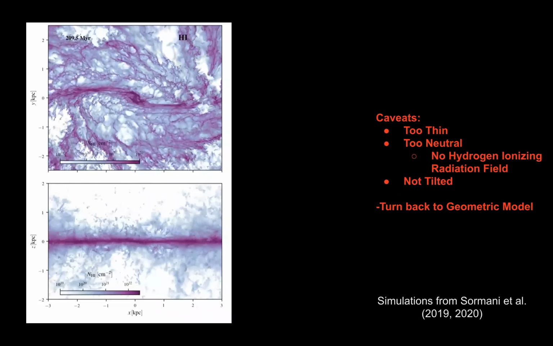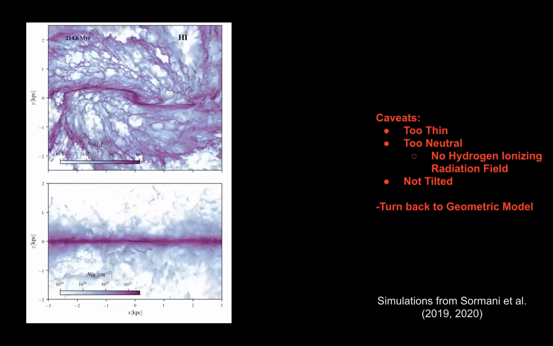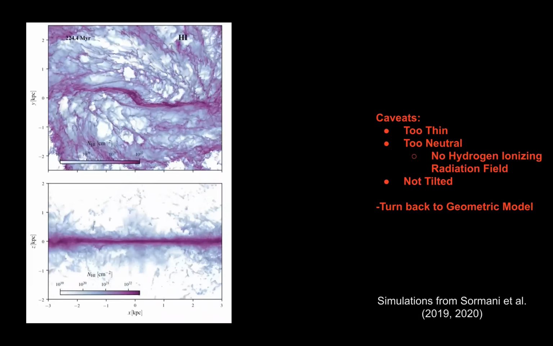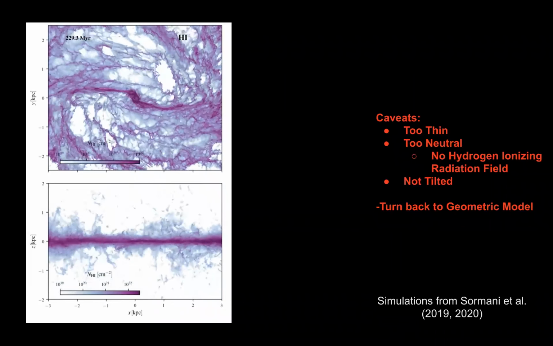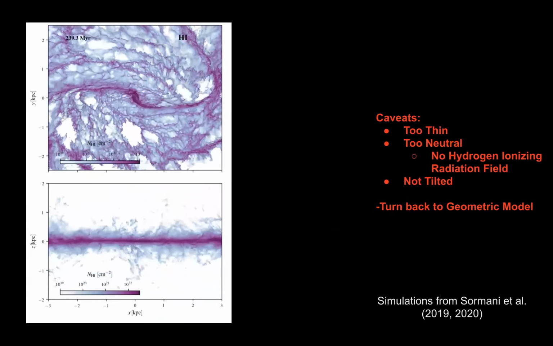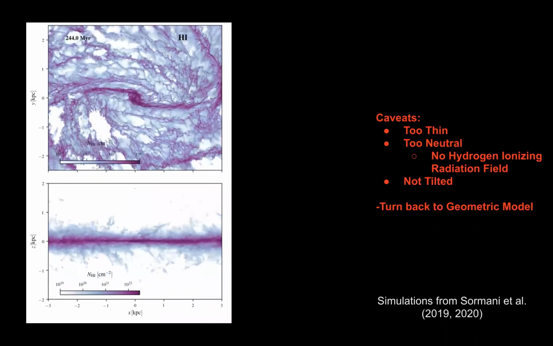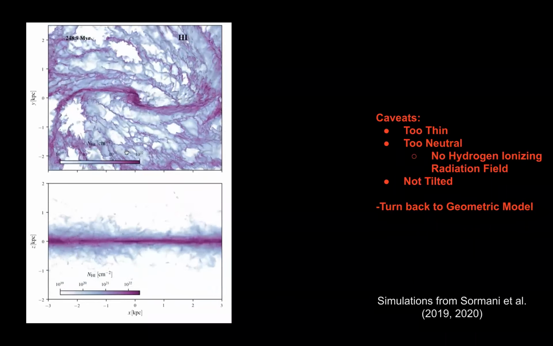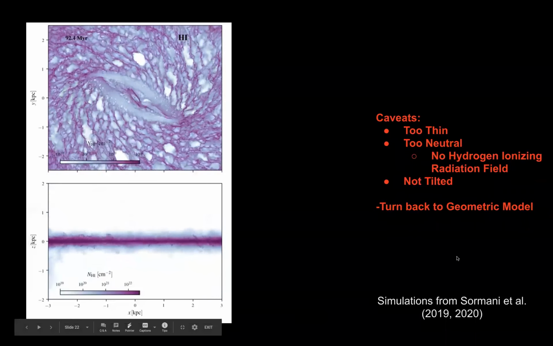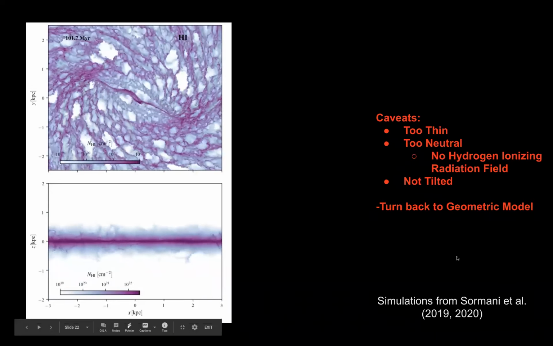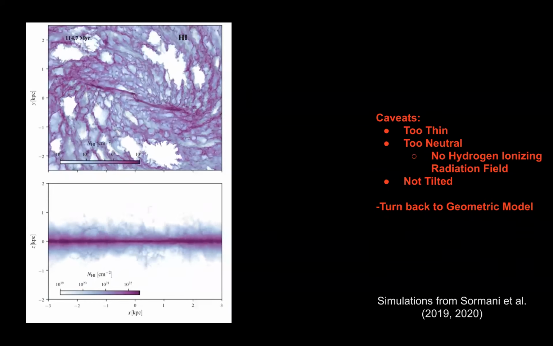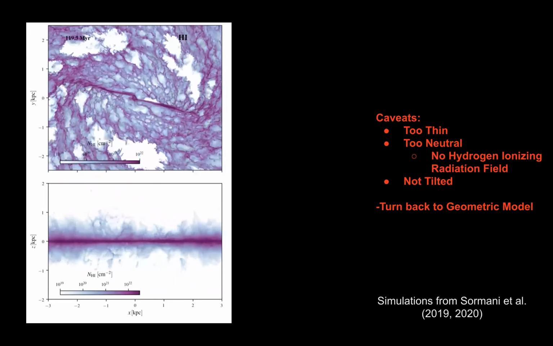Some of the issues with this simulation are that the gas layer tends to be too thin compared to what we actually see. It also is, in a sense, too neutral. There's not actually any hydrogen-ionizing radiation field in the simulations. There is some ionized gas that arises from shocks, but no photons from hot stars or any of that is involved. So we don't see very much ionized gas compared to what we actually observe.